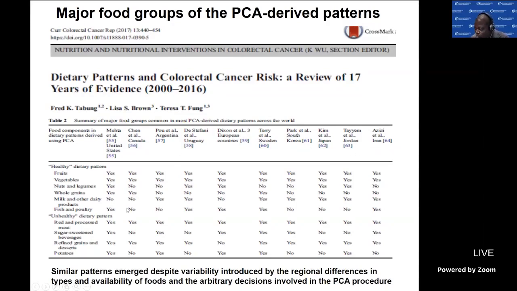What we found was that similar patterns emerged despite variability introduced by the regional differences in types and availability of foods and the arbitrary decisions that are involved in the principal components analysis procedure, as Dr. Fung explained in her talk. But there are major food groups that cut across these dietary patterns in different populations. The specific foods that comprise these food groups may not exactly be the same because of natural differences in availability of food by region, but we did find some consistency across different regions in terms of the food groups that make up the patterns.